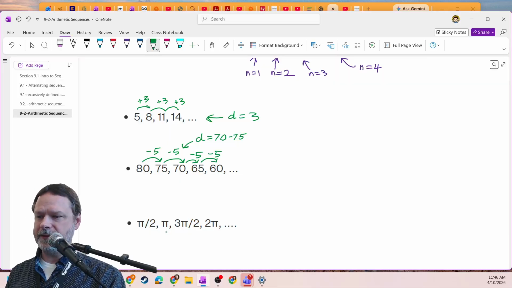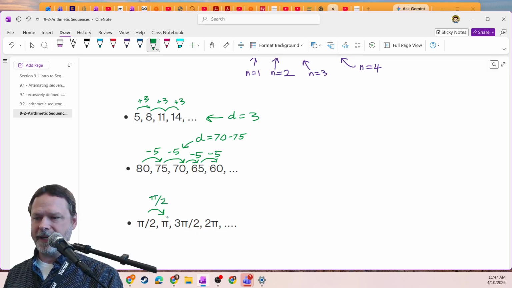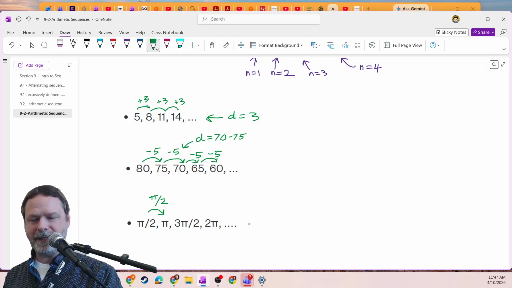Pi over 2, pi, 3 pi over 2, 2 pi. What's pi minus pi over 2? Pi minus half a pi is half a pi. So in this one, we're adding pi over 2 every time. Add pi over 2, add pi over 2, add pi over 2: 3 halves pi, 2 pi, 5 halves pi, and so on. We're going to get that.